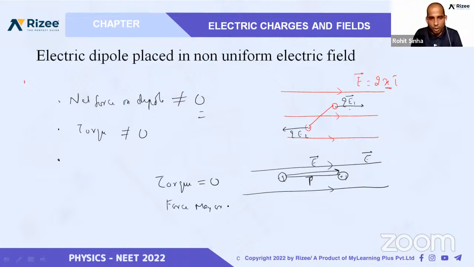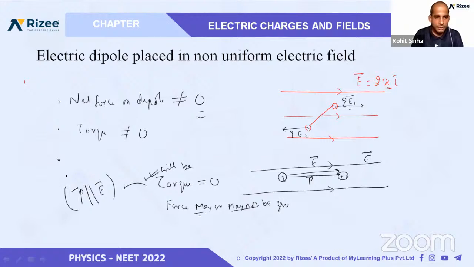may or may not be zero. It will be zero only if the electric field is constant. But if it is not constant, then it will not be zero. So I have written may or may not be. It will be zero for uniform and not zero for non-uniform. But torque will be zero always whenever P becomes parallel to the electric field. This is a special case and you should remember it.